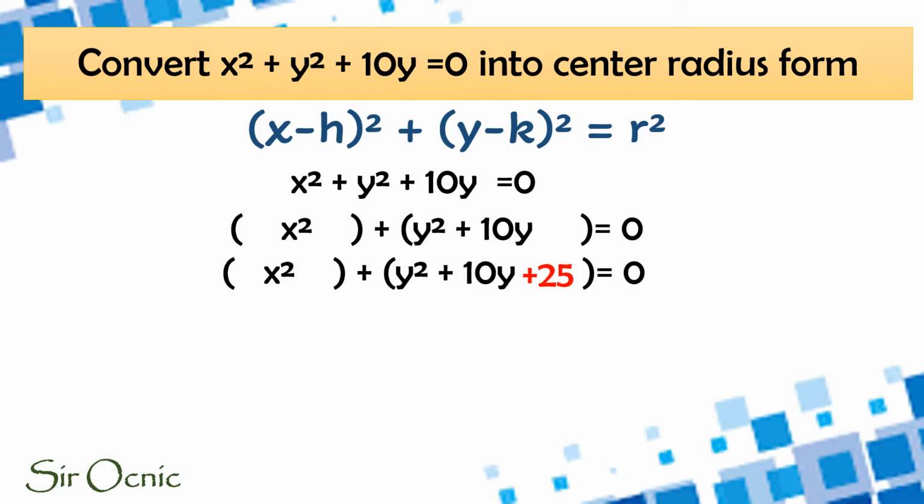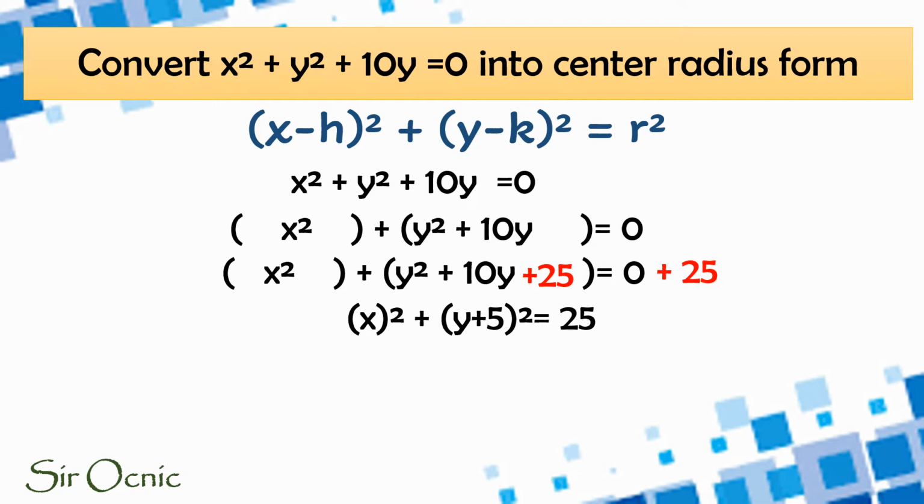Since we add positive 25 on the left side of the equation, do not forget to add also positive 25 on the other side. Let us express the trinomial as a square of a binomial. That is equal to x² + (y + 5)² = 25.